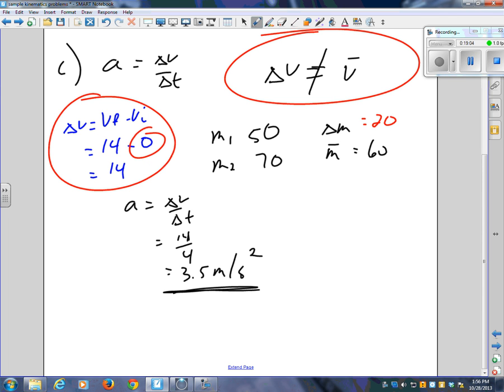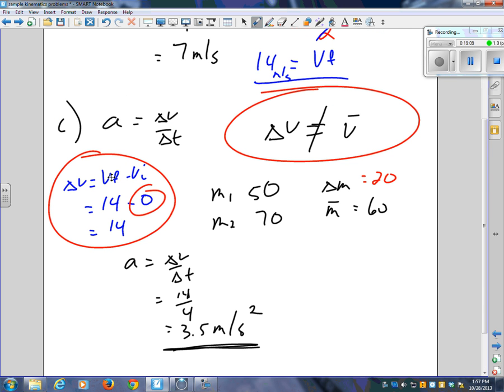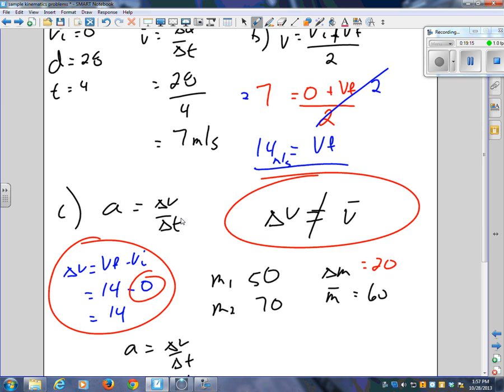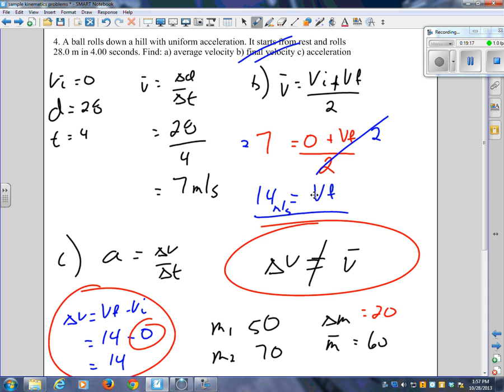Okay? How much do you think I would give you if you used the 7 in here instead of the 14? Nothing. Half mark. I would deduct 1 because you didn't do this step. Okay? You didn't do step B. There's a very good chance I might just say, find the acceleration. I might not even do A and B. I'm just showing it here to show you the steps.